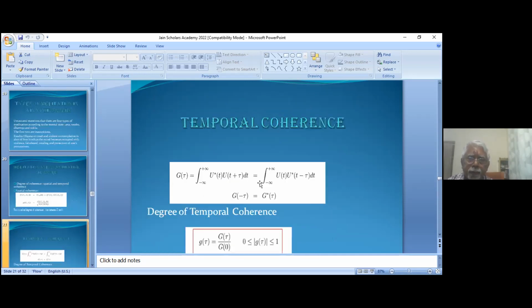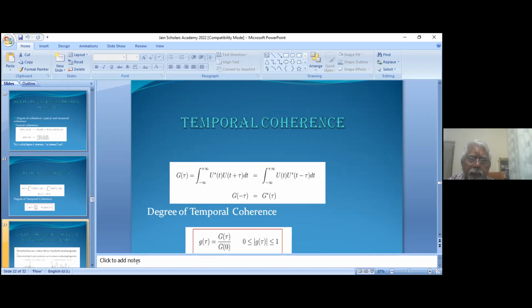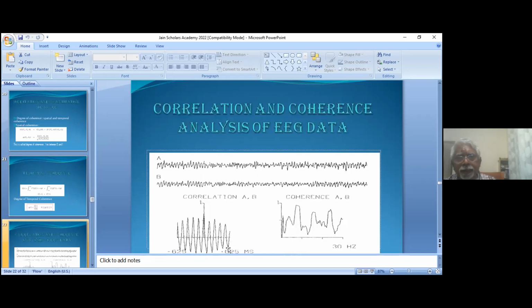This is the formula for temporal coherence. You can get it by analyzing the signals or brain waves, and you can calculate it. You see, this lies between 0 and 1. And this is a sample; this is data from which I can calculate that coherence. This is like a wave, and these are the amplitudes and these are the phases. So from the phases and amplitudes, you can calculate the coherence between two points A and B.